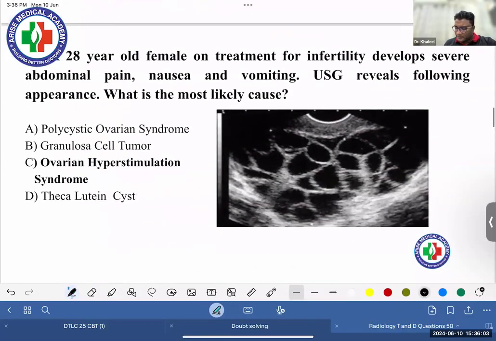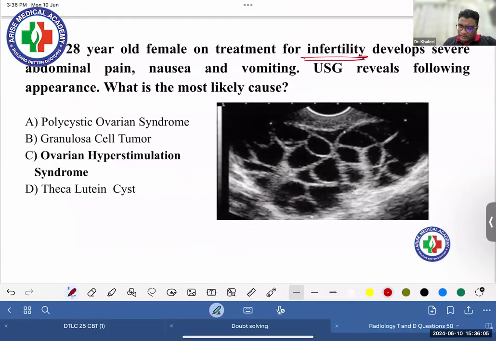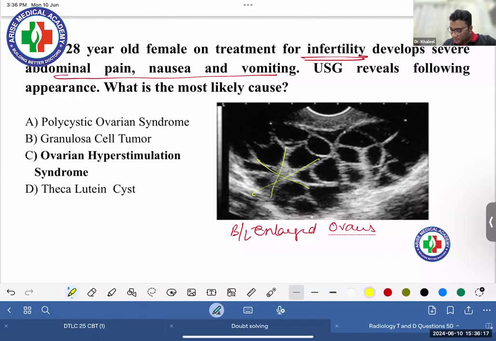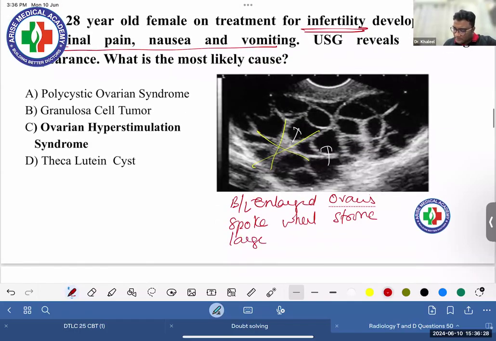Again, next easy one: infertility treatment, abdominal pain, nausea, vomiting. Ultrasound shows bilaterally enlarged ovaries, right? Two ovaries are enlarged, and you are seeing this spoke wheel-like appearance of the stroma. If you see, the cysts are also large. They're not small follicles, they're large cysts. All of this in a female who's receiving infertility treatment, injections of HCG as a part of infertility treatment.